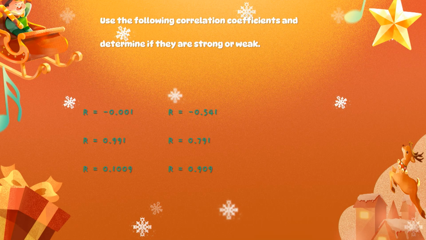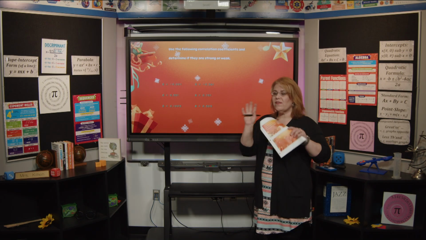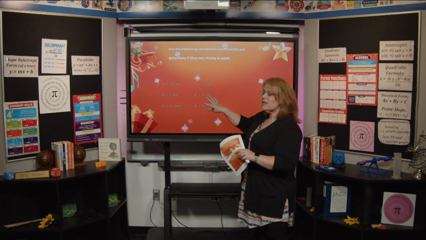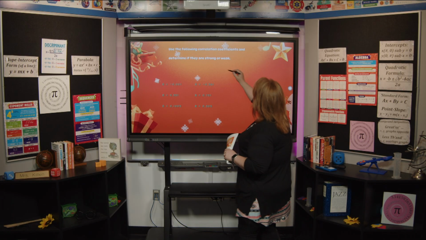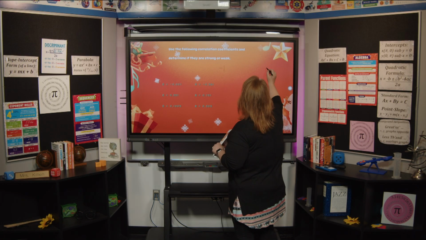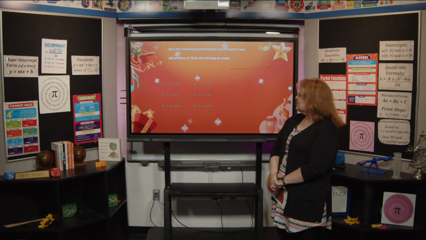Use the following correlation coefficients and determine if they are weak or if they are strong. I'm going to give you about 15 seconds. Just look at the numbers. See if you can figure out, are they weak or are they strong, knowing that you have from negative 1 to a positive 1. So go ahead and look at these and come back to me.